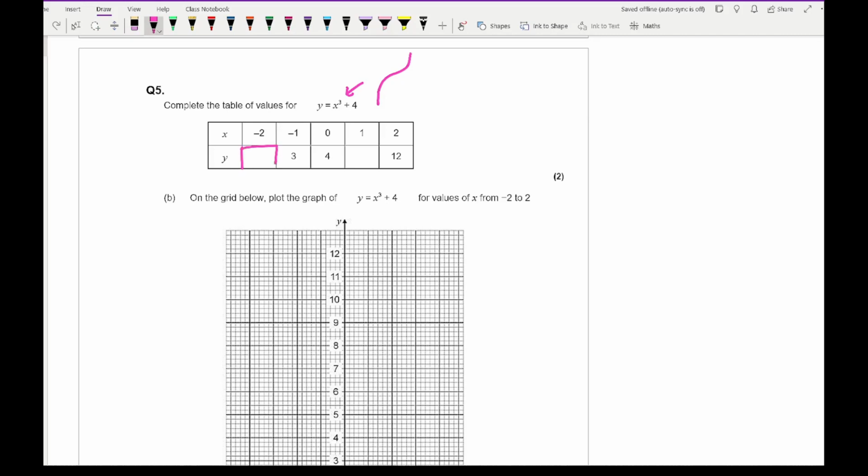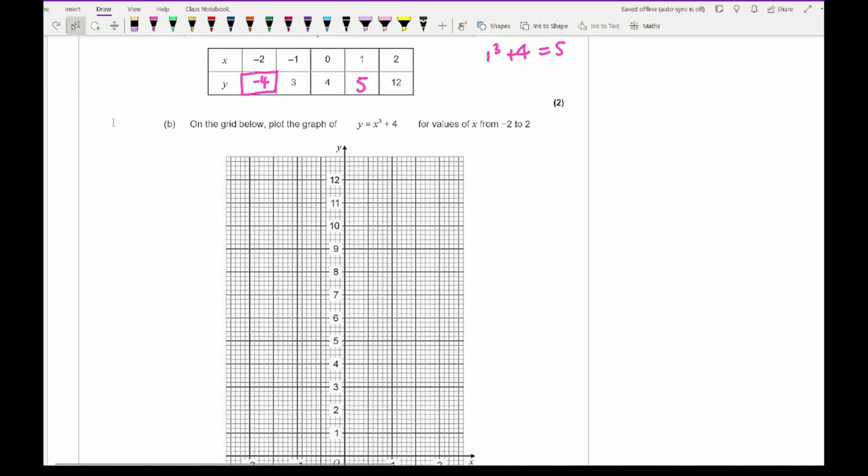So for this first value, it's going to be minus 2 cubed plus 4. So minus 2 times minus 2 times minus 2 is minus 8, plus 4 is minus 4. And then 1 cubed plus 4 equals 5. So then what I need to do is plot those coordinates.